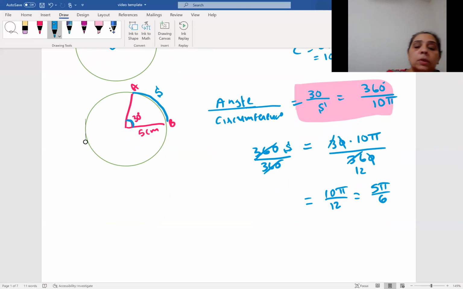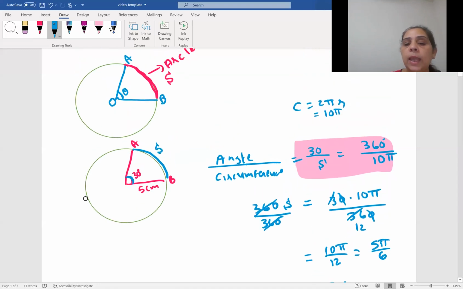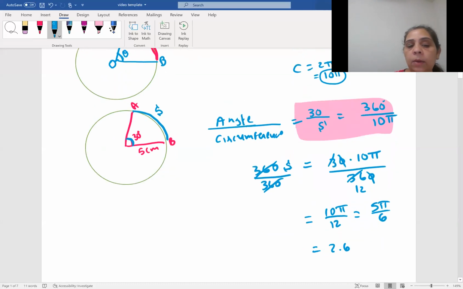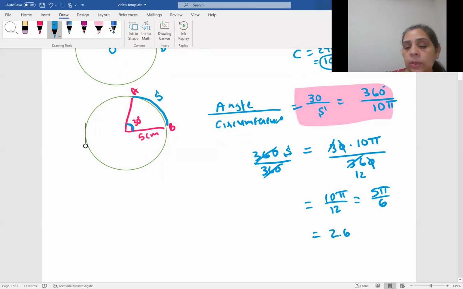If you need to round to the nearest tenth, you can use a calculator: 5 times pi divided by 6 is 2.6. If you compare this, the circumference of the whole circle is 10 pi, and we take one piece out of that, which is just 2.6. Compared to the whole circle, that looks right to me. It's just a 30 degree angle, so 2.6 is correct. That's how you can use this proportion to find arc length.